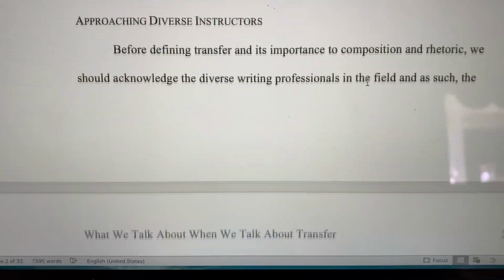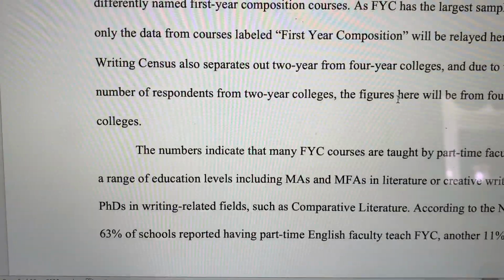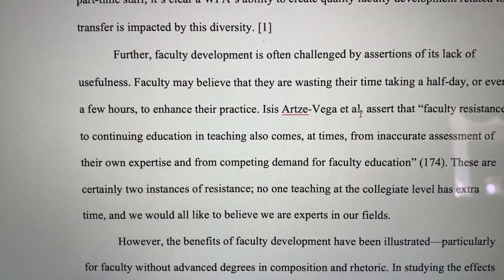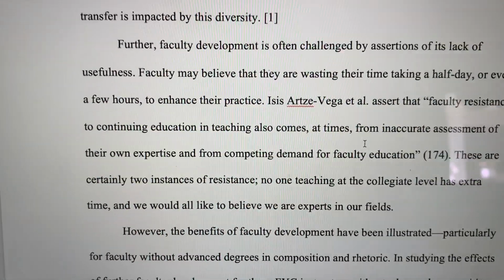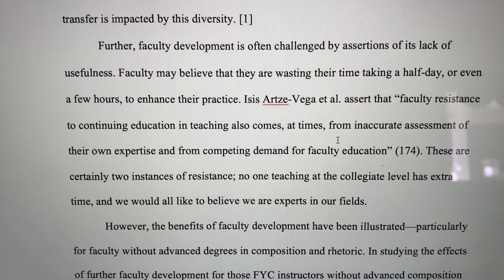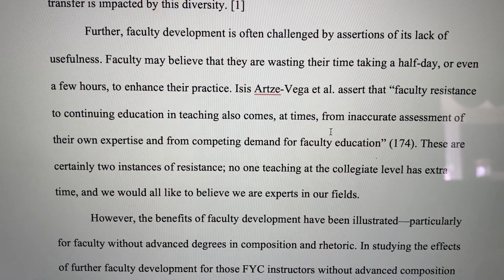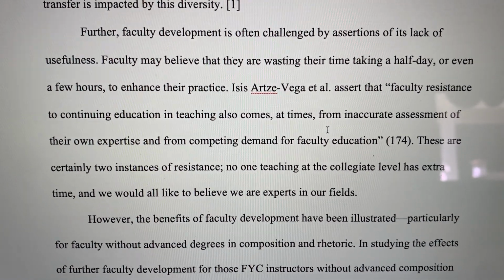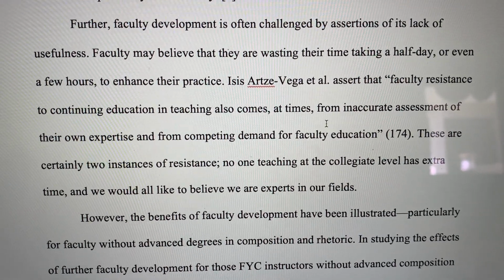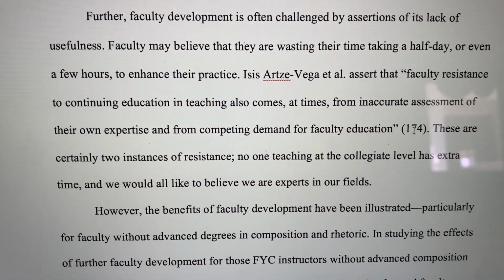So then it goes on, and this is the literature review, and there's some background here, and then I'm going to take us to a very specific citation. So faculty development is often challenged by assertions of its lack of usefulness. Faculty may believe that they are wasting their time taking a half day or even a few hours to enhance their practice. Ortiz Vega et al. assert that, quote, faculty resistance to continuing education in teaching also comes at times from inaccurate assessment of their own expertise. And then there's a page number.